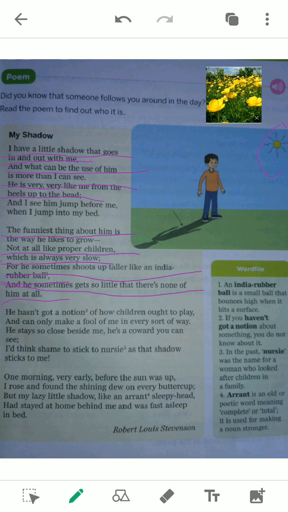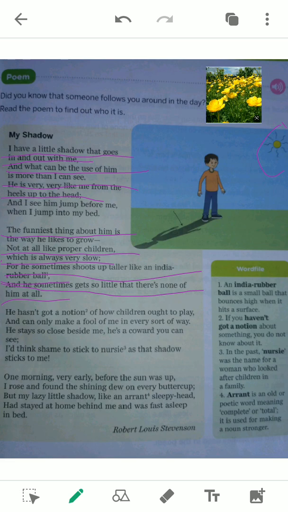How is the growth of a child? Sometimes it is very slow, sometimes it grows very fast, like an Indian rubber ball when it is let fall, it jumps very high. In the same way, the shadow becomes very high. But the child does not understand the science behind it.